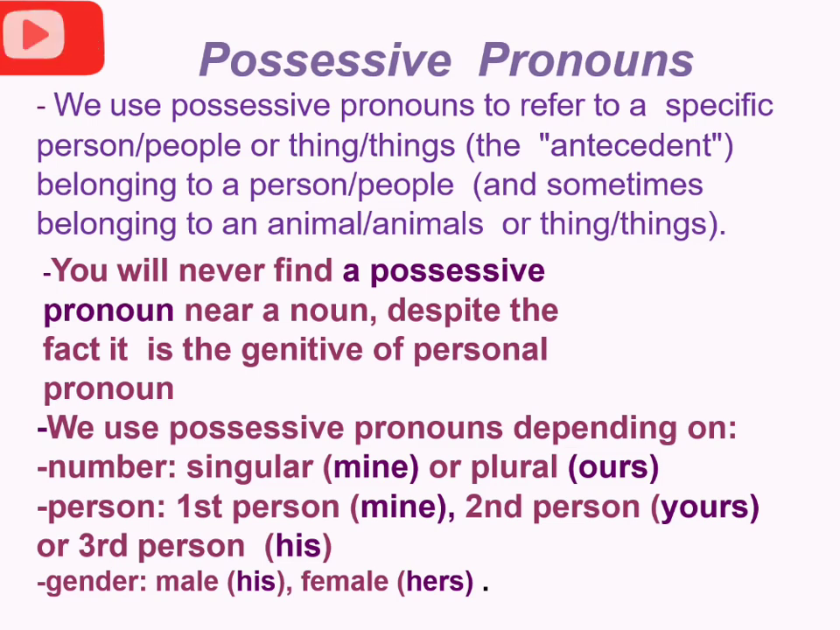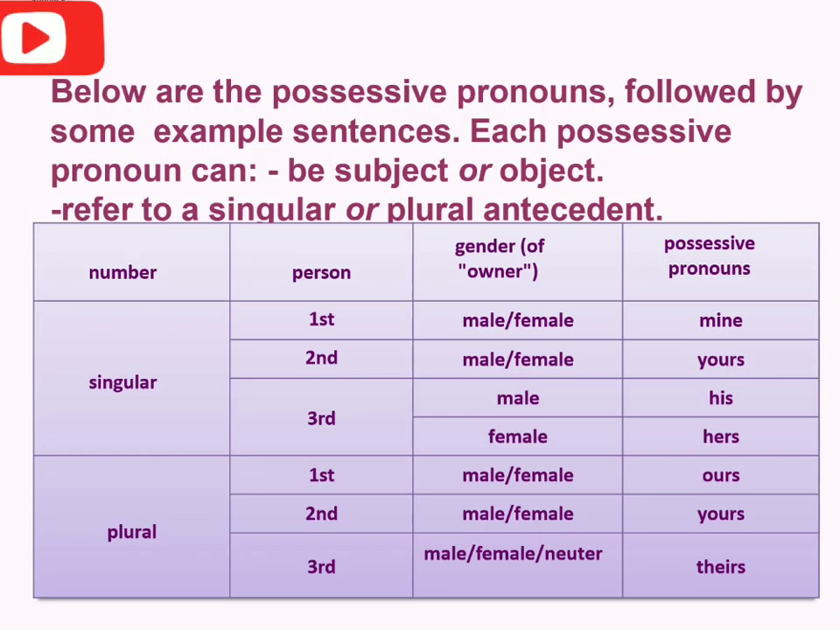So what are possessive pronouns? These are the pronouns that refer to or show us the belongings of a person or people, and sometimes of an animal or more than one animal, or a thing or things. Now let us discuss them with examples so you can have a better idea of what possessive pronouns are. Now check the table that has appeared on your screen. In the table, again we will be discussing how possessive pronouns are used according to the number, the person we are talking about, the gender, and the subject or object, meaning the case.